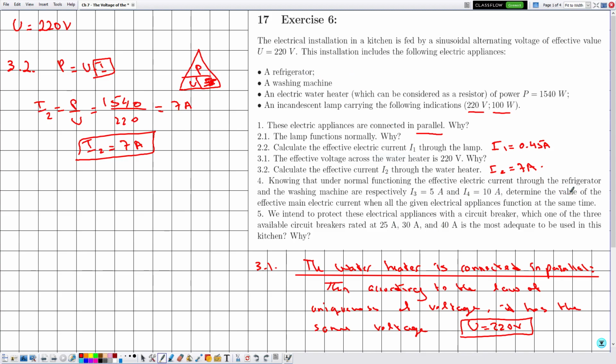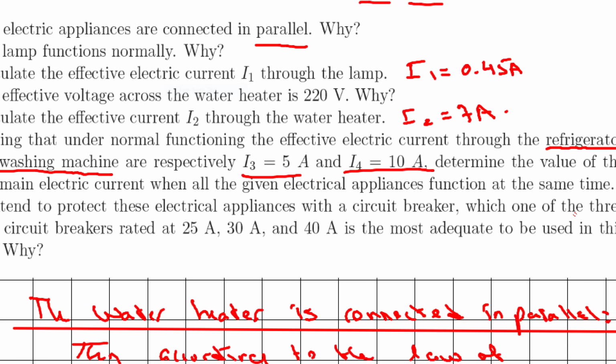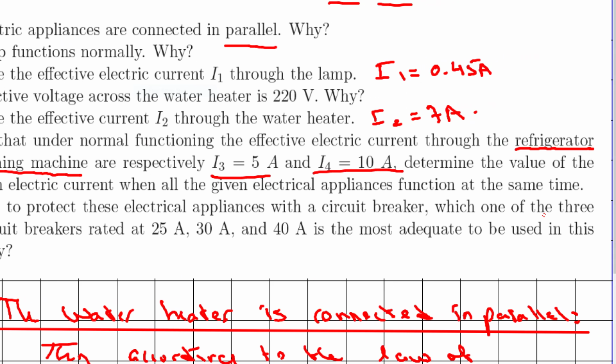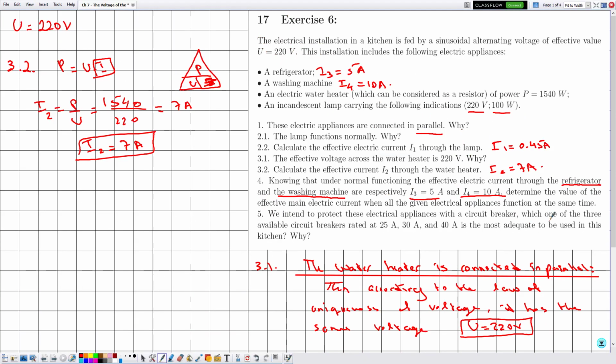So the refrigerator corresponds to I3, which is equal to 5 amperes, and the washing machine is 10 amperes. Determine the effective main electric current when all the given electric appliances function at the same time.